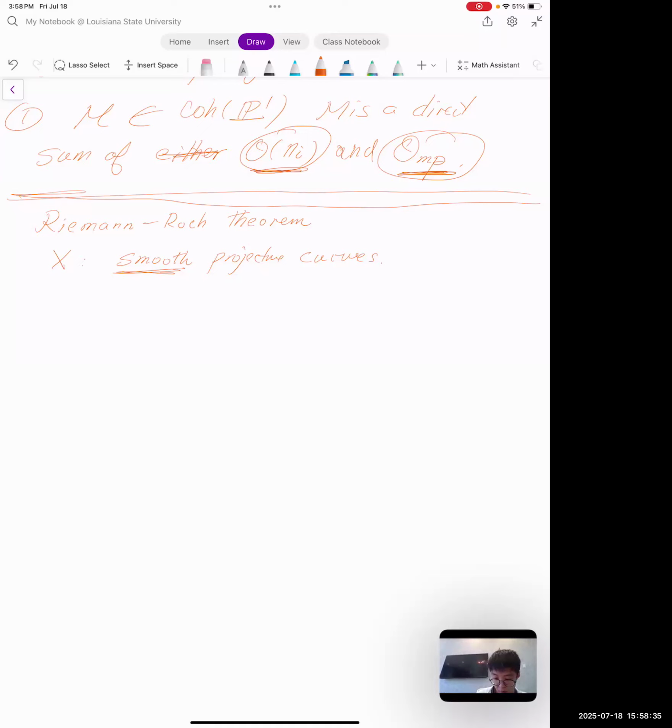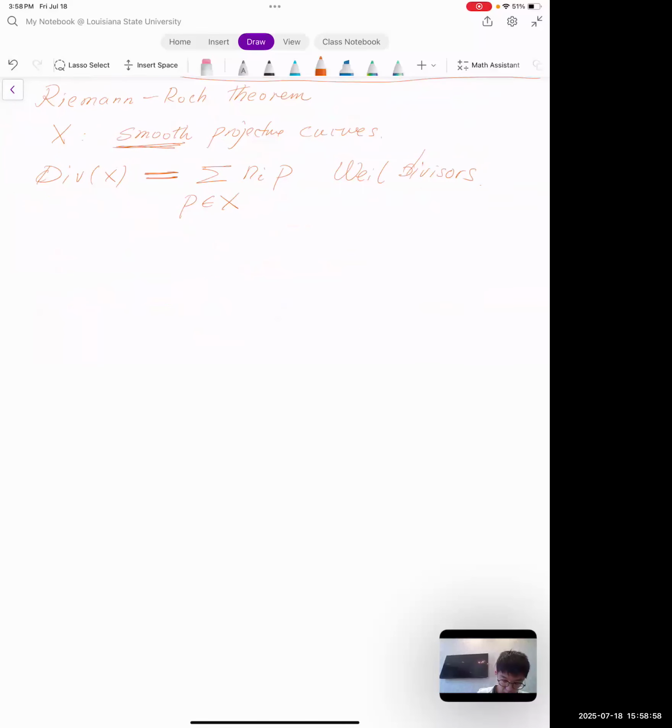Then you can define the divisors, Div. It's basically formally the sum of points with multiplicity in Z. For each divisor, I call it effective, and I use this notation, if all the coefficients n_i are non-negative. That's called an effective divisor.